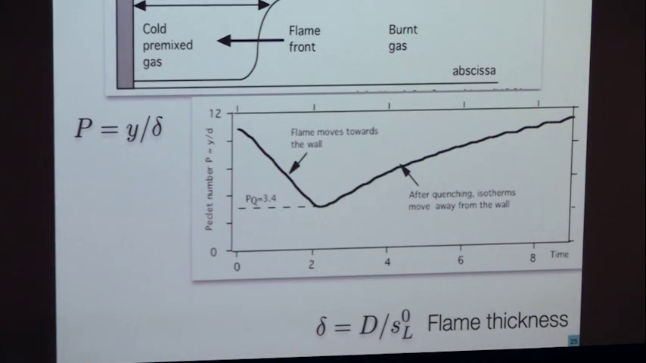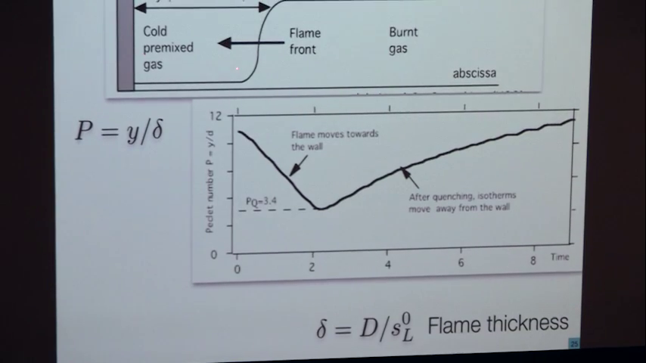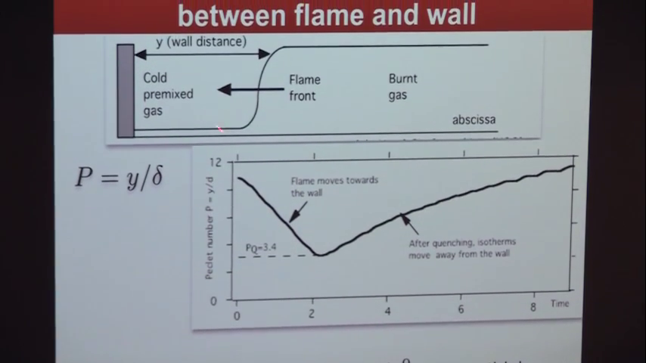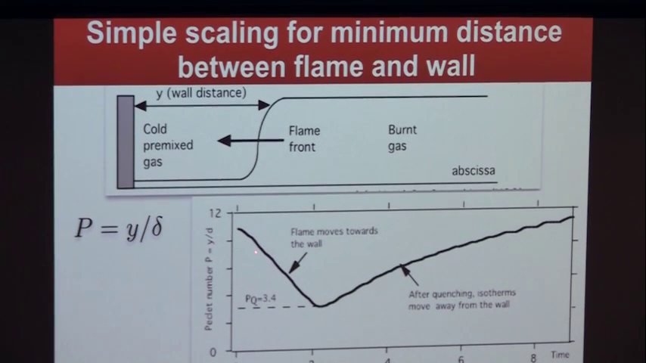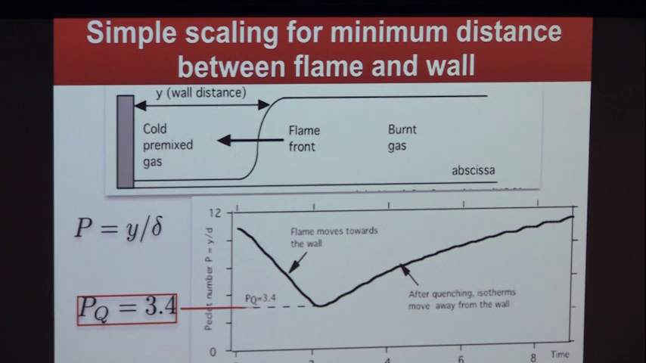Now, there's a second thing that you can look at. It's the distance between the wall and the flame. And here, I've plotted it. It's the same plot I've shown before. The flame goes to the wall, and it stops here. And you can scale the distance where the flame stops, and we call it the quenching distance. What does it mean? It means that when the flame comes towards the wall, there's like a layer of a thickness equal to the quenching distance where the flame stops. It cannot go in this layer.